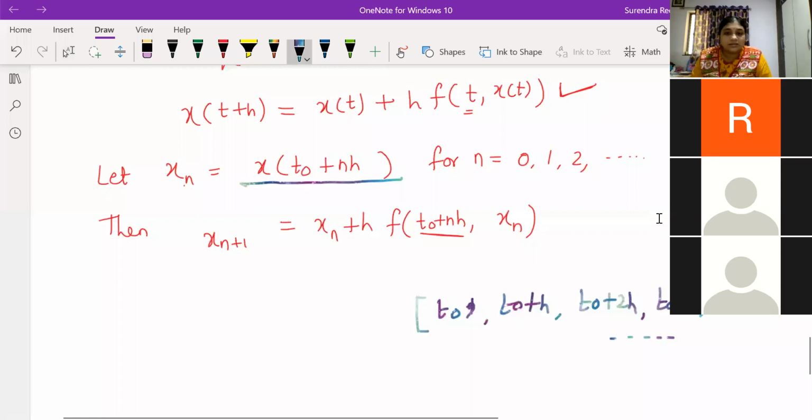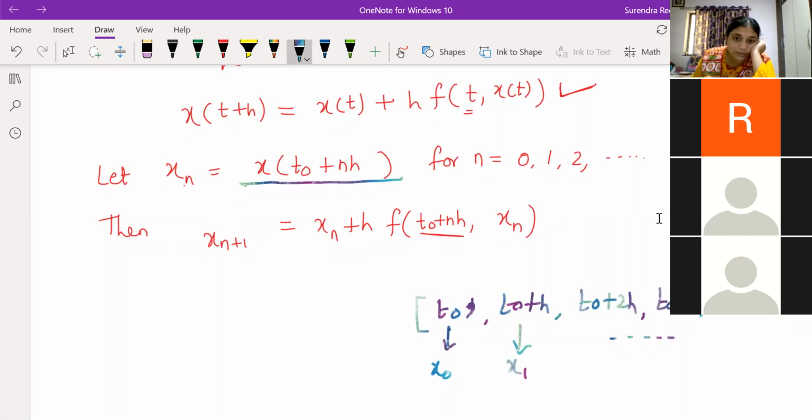Okay. So the nth value of x at the nth point, t0 plus nh, I am denoting by xn. So xn I am considering as x at t0 plus nh, for n equal to 0, 1, 2, and so on. So x1 will be what? X at t0 plus h. X2 will be x at t0 plus 2h, and so on, right? At this point it will be my x0, at this point x1, at this point x2, the value of x here x3, and so on. Is that okay?